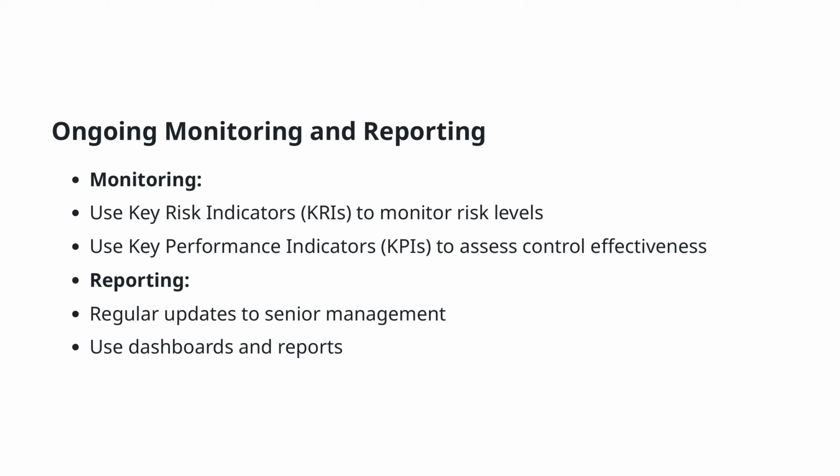In this slide, we will discuss ongoing monitoring and reporting, which are critical components of an effective risk management strategy. For monitoring, utilize key risk indicators, KRIs, to continuously evaluate and track risk levels within your organization. These indicators help in identifying potential issues before they become significant problems. Additionally, employ key performance indicators, KPIs, to assess the effectiveness of your controls. KPIs will provide insights into how well your risk mitigation measures are performing and whether they need adjustments.